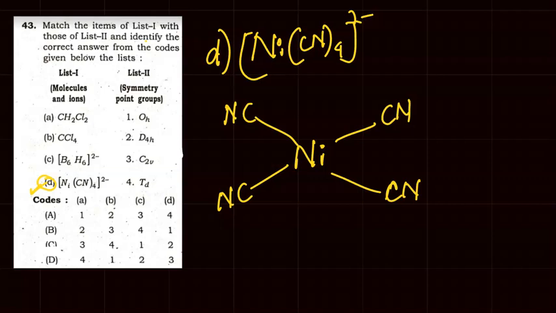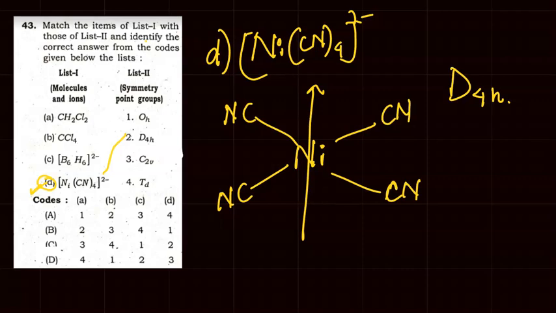So what will the point group be here? If we pass axes of symmetry, a C4 axis of symmetry will be there, and along with that C2 axes of symmetry will also be there, right? So that means the point group here will be D4h, and we have already discussed the square planar molecule. So for D, 2 will be correct.